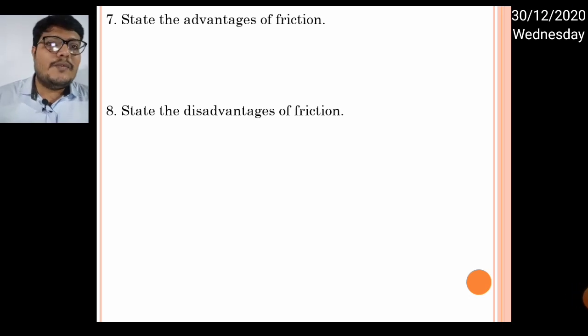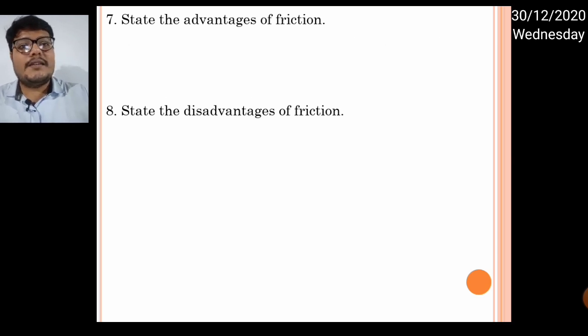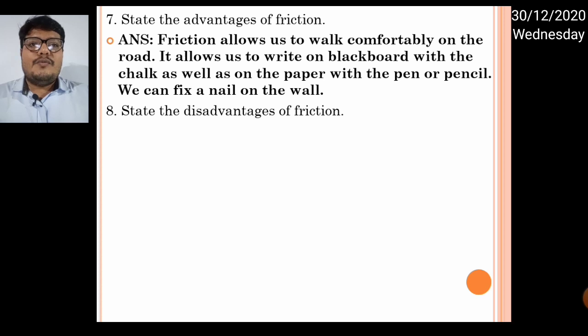See the next one, state advantages of friction. We can walk on the road with the help of friction, we can write on the board with chalk, and write with pen or pencil on paper. Those are the advantages of friction. Friction allows you to walk comfortably on the road, to write on a blackboard with chalk as well as on paper with pen or pencil. You can fix a nail on the wall with the help of friction.